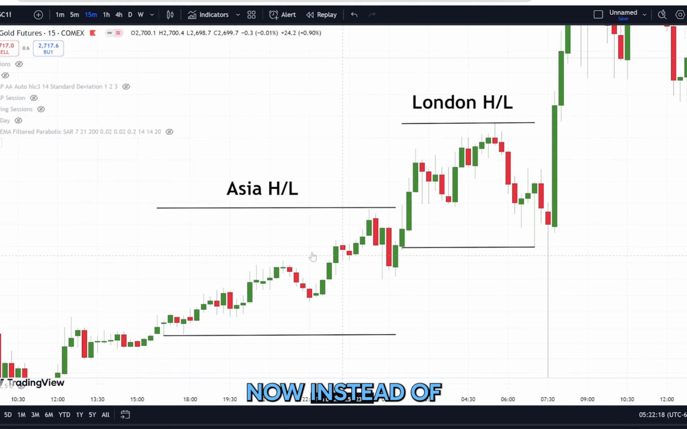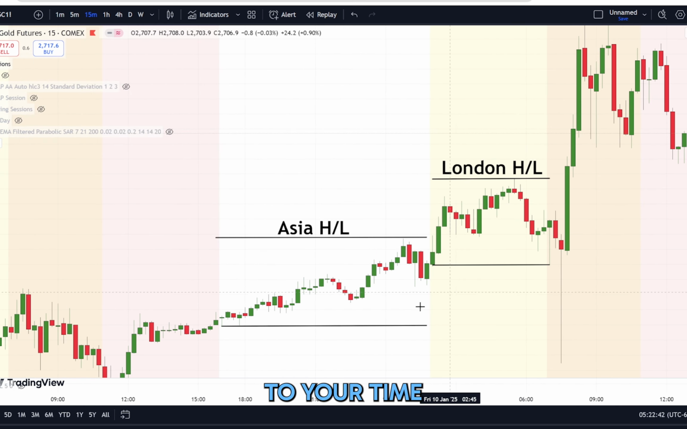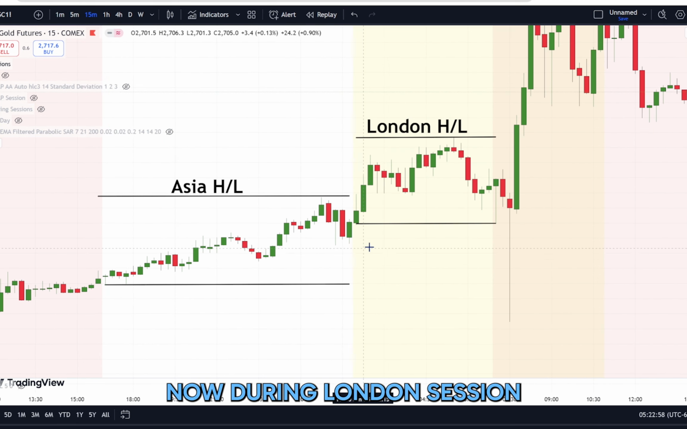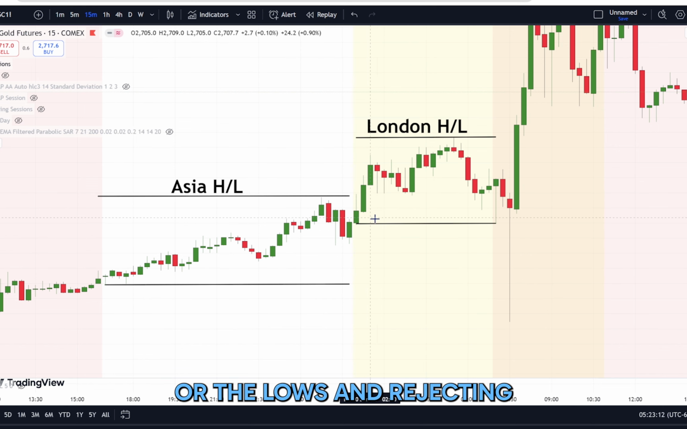Now instead of doing this, what you can do is go to indicators and type in sessions. Once you have your sessions pulled up, it will automatically adjust to your time zone based off of the different sessions. Our white being Asia, the yellow being London, and then the rest being New York. Now during London session, we will usually see a manipulation of Asia. All a manipulation is that we are either taking out the highs or the lows and rejecting and going inside of the other direction.